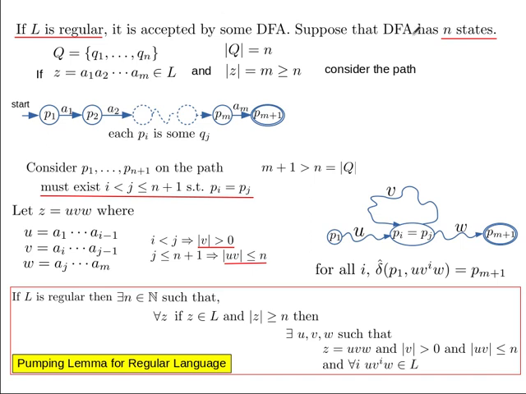And suppose that DFA has n states. Whatever that number of states is, it can be 5, it can be 50, it can be 5,000. I don't care, but there exists some n for this L. And say these are the states, from Q1 to Qn.